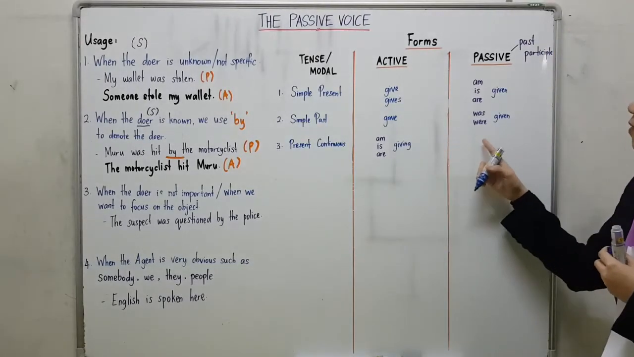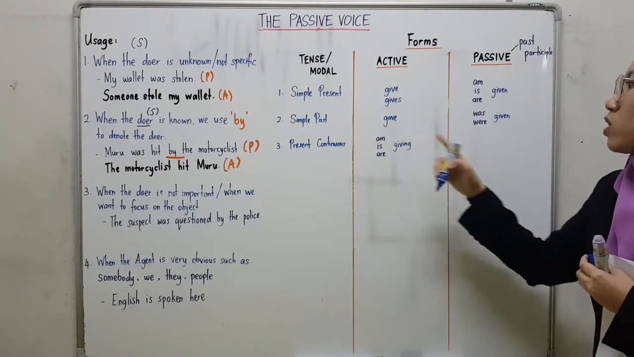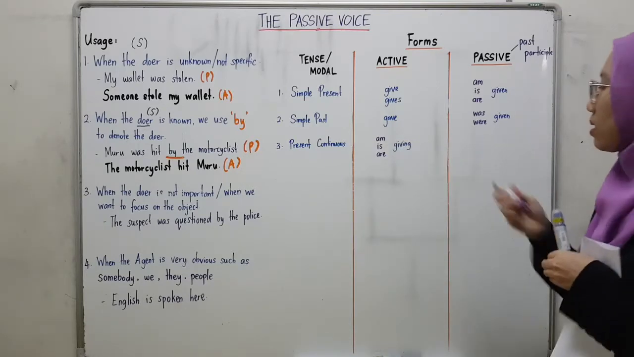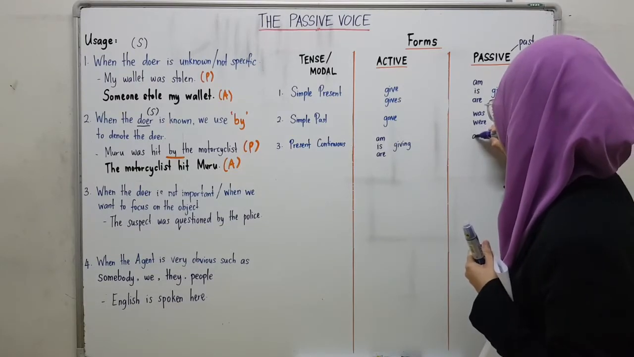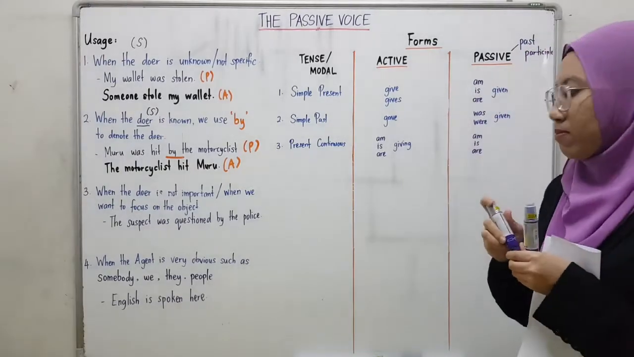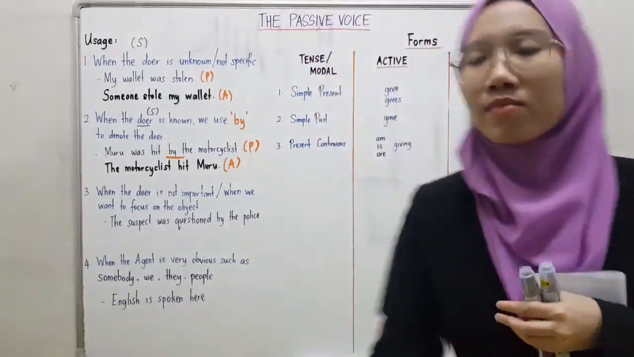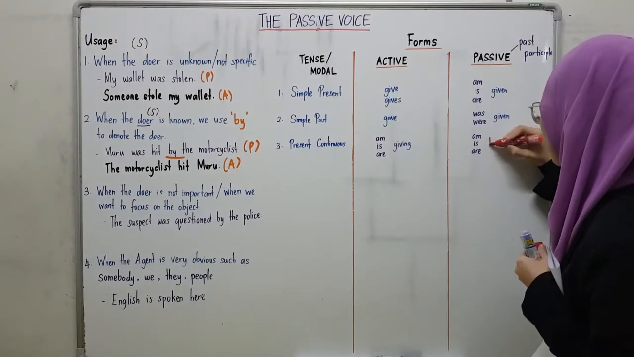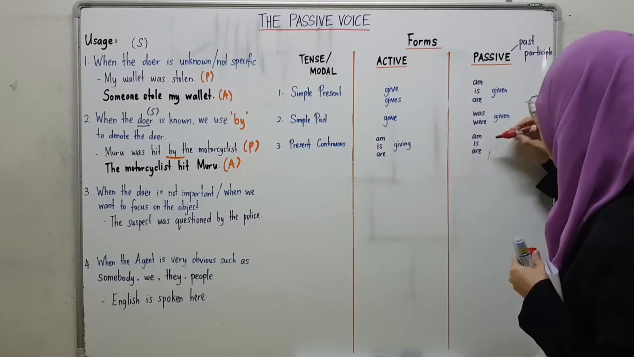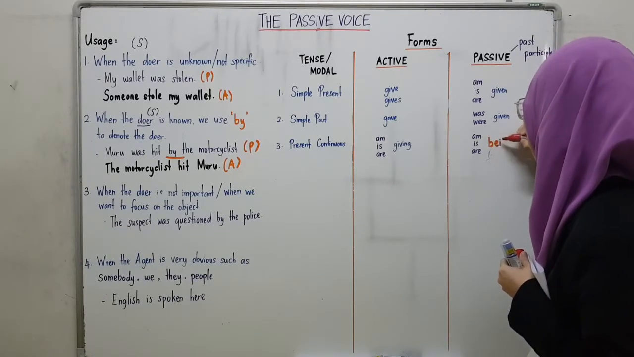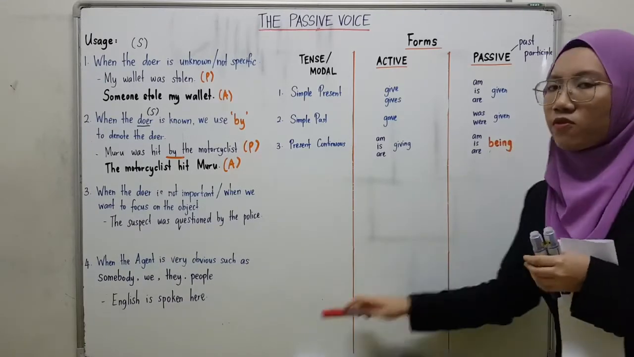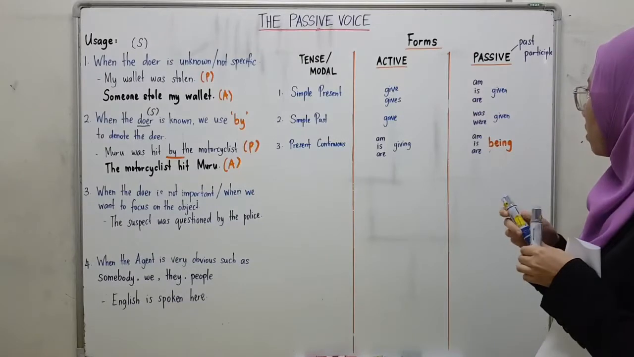So the passive form of present continuous. We also use am, is, are, but we add something: we add being. So after being, then we use the verb given.